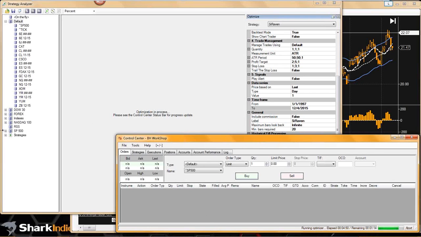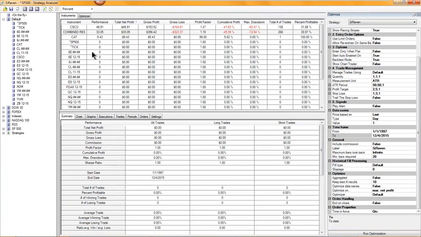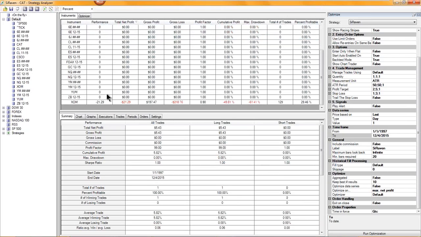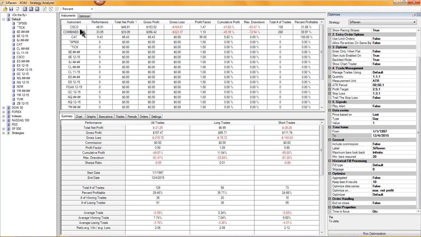We'll let it do its thing. Yeah, so we got nothing on all these other instruments because I don't have the data downloaded for them. But I did have some data for some of these instruments. For Cisco and for Caterpillar, I had some data downloaded. And ExxonMobil, no, didn't do too good on Exxon, did it. But for Cisco, that's interesting.